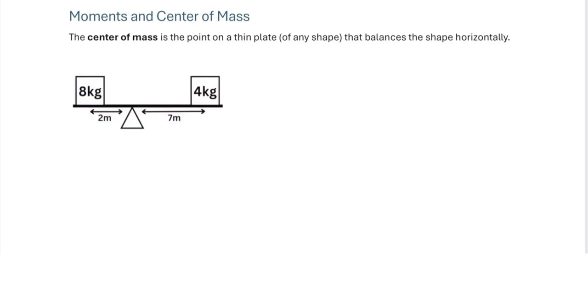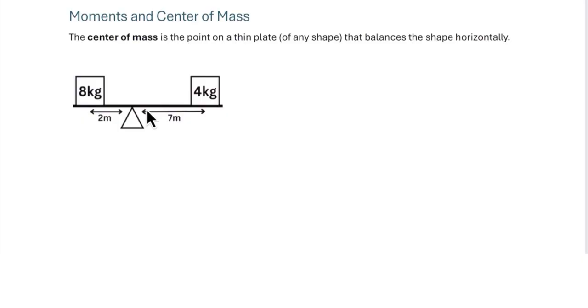To start, we'll look at a simple example of a seesaw. Here we have a horizontal line. Think of this as the x-axis. And it's placed on a fulcrum. We have one mass on the left that is 2 meters away from the fulcrum, and then we have another mass on the right, 4 kilograms, that is 7 meters away from the fulcrum. The question is, will this seesaw be balanced, or is it going to tilt one way or the other?